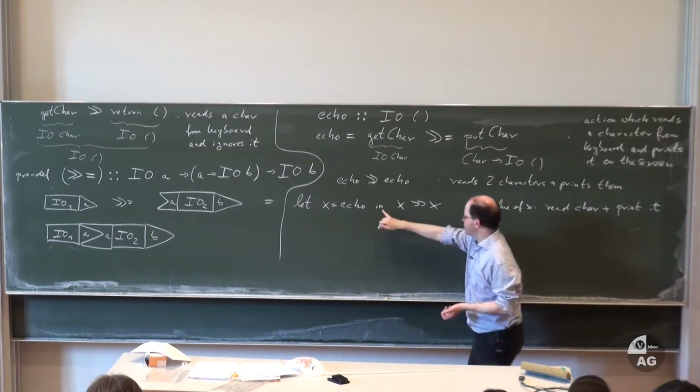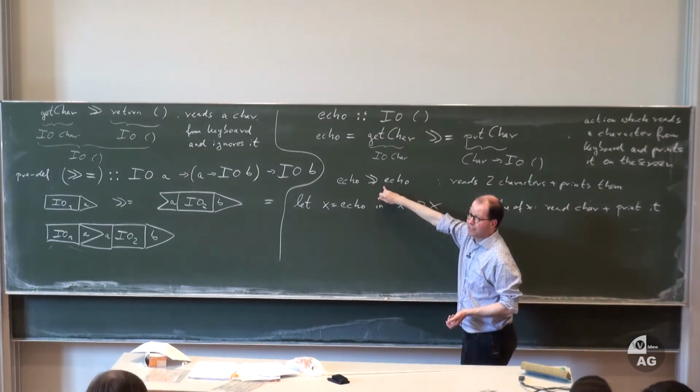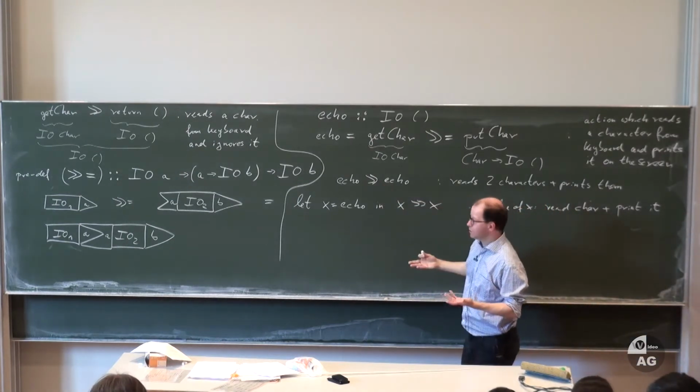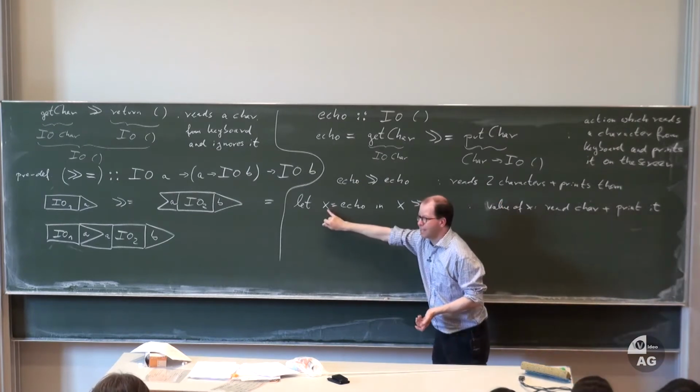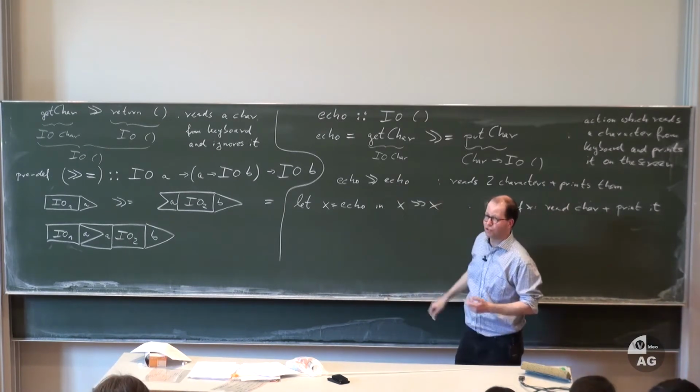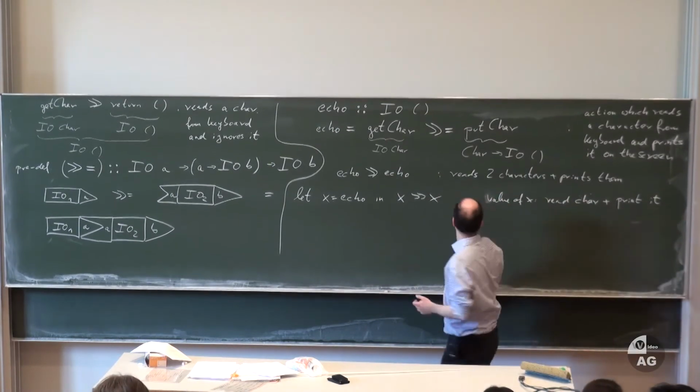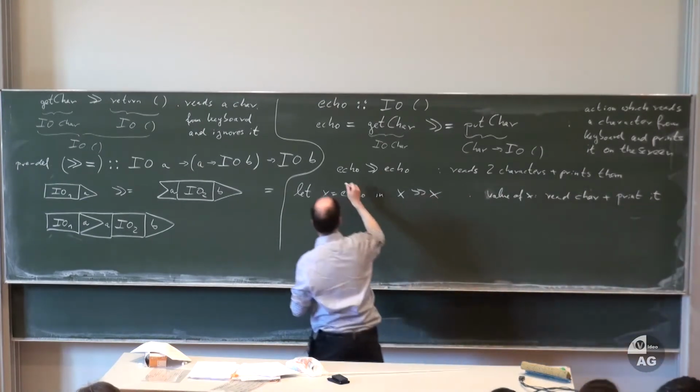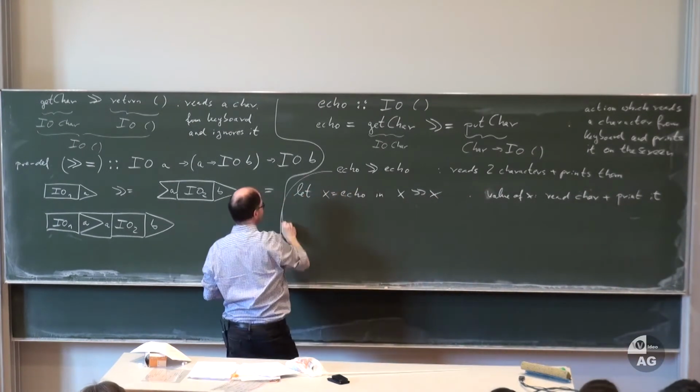So it doesn't matter whether I write this or whether I write this. This does the same thing. That's what you would expect. X now is a local declaration. Everywhere where X occurs, it should stand for echo. So if you write this or if you write this, it should do the same thing, and it does the same thing. These two things are equivalent.